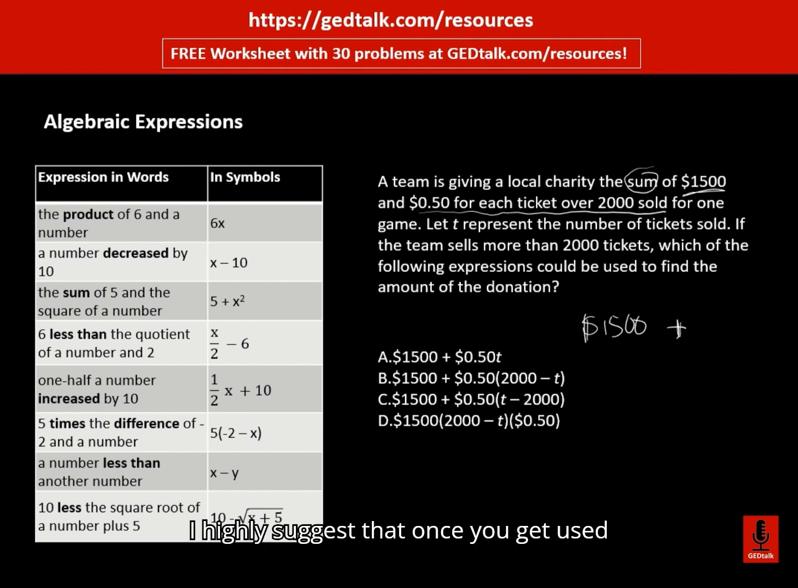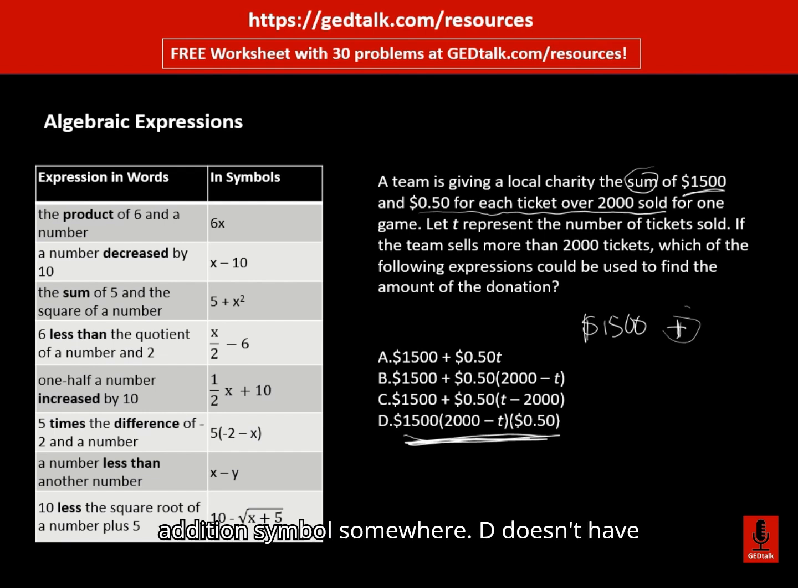I highly suggest that once you get used to these different types of exams, you start deleting or eliminating answer choices where you're like, wait, this won't work at all. The reason I bring this up is because look at D. D does not have the addition symbol anywhere, right? But we know it says right up here, the sum. We know there has to be an addition symbol somewhere. D doesn't have it, so D cannot be my answer, and I'm going to automatically kick it out the window. I don't need it there bogging up my mind and making me wonder, could it be this? Could it be that?